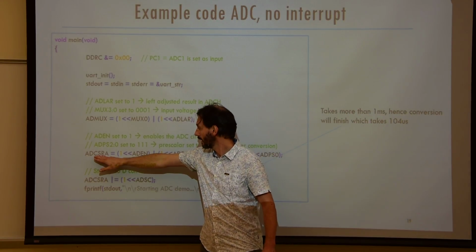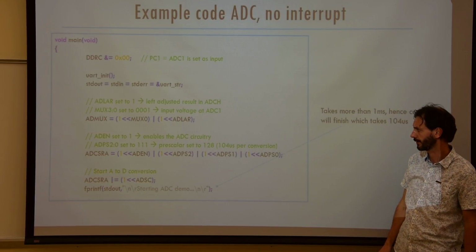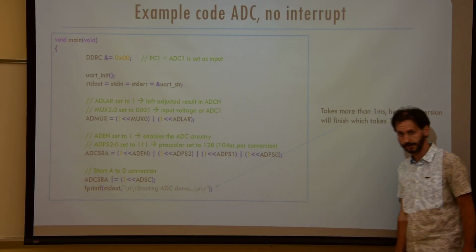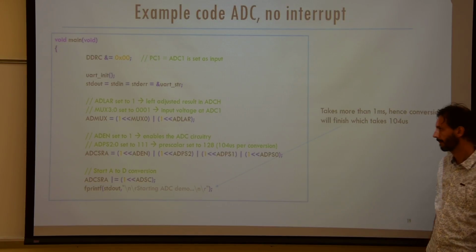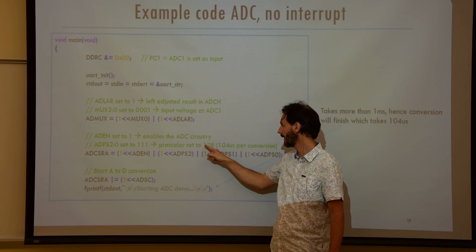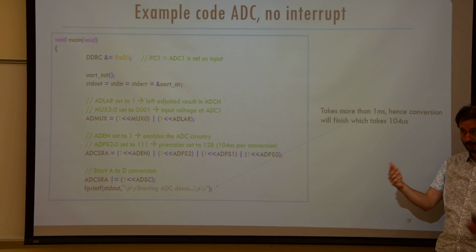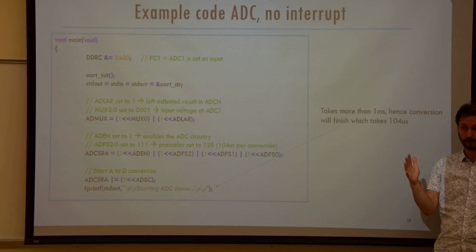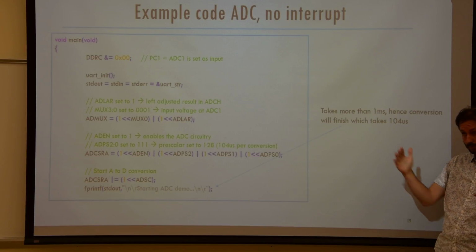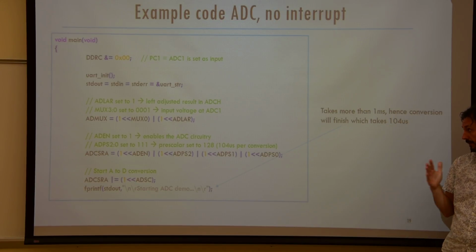Then ADCSRA has a bunch of components. First, we want to use the ADC circuitry, so we're enabling that circuitry. We have a prescaler, which are those 3 bits, that we set to 128, so that we will have this 104 microsecond per conversion, and that corresponds to that 125 kilohertz ADC clock, which is within the specification that our MCU processor allows, between 50 and 200.